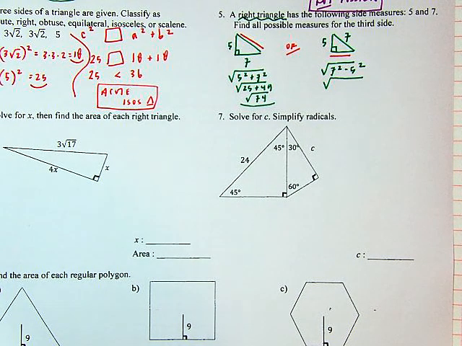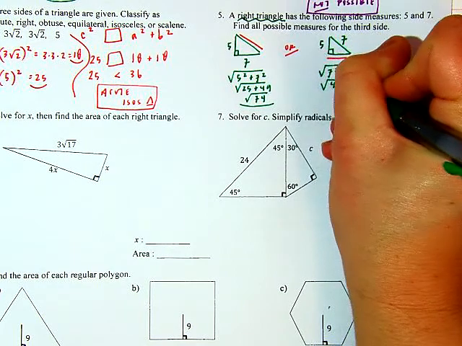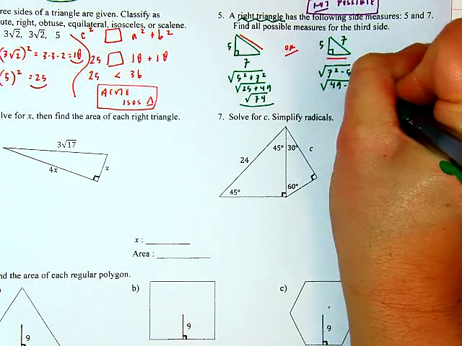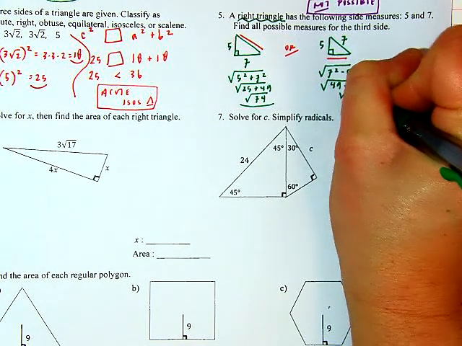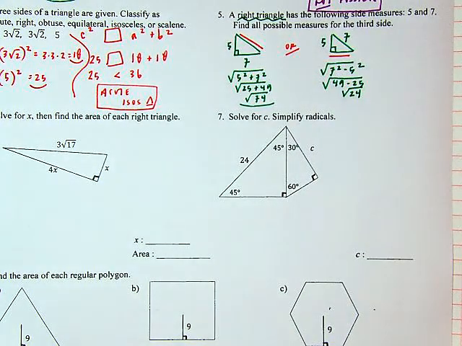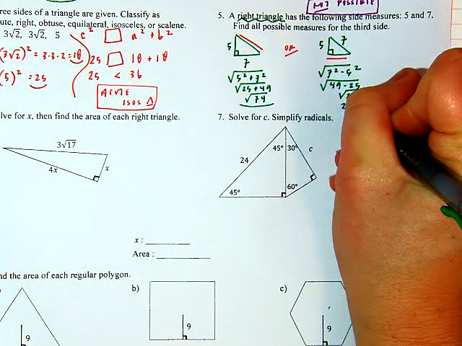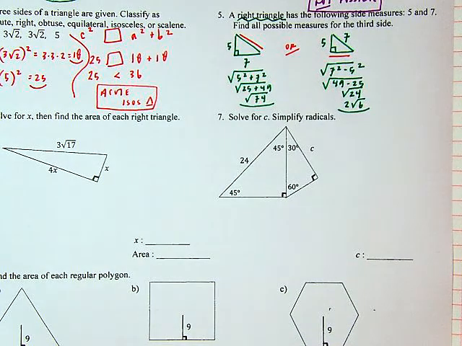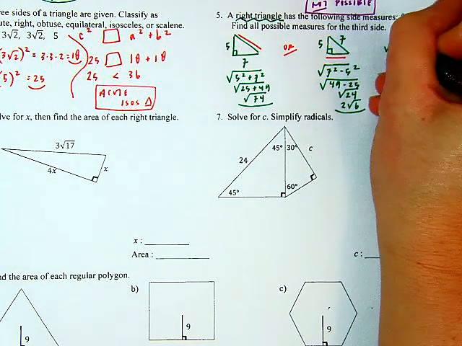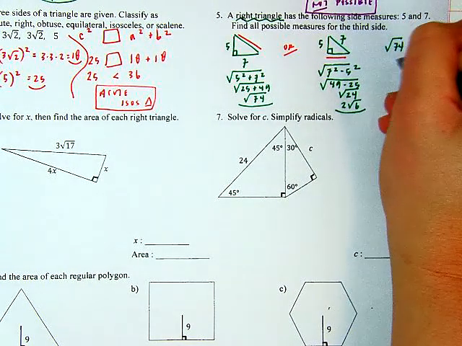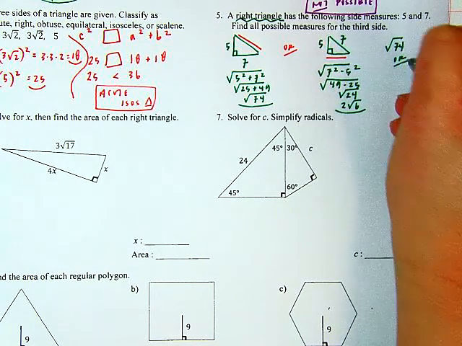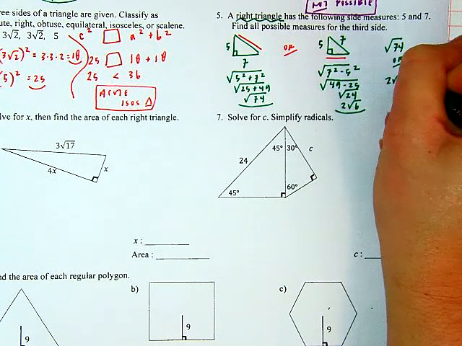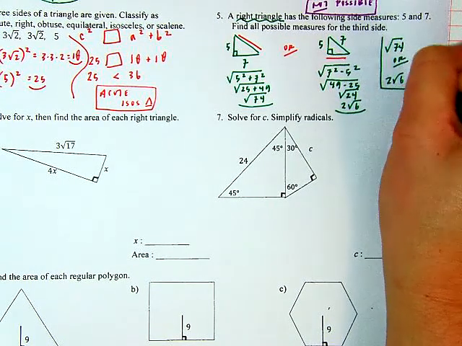So here I'm going to see 49 minus 25, which will be 24. So square root of 24, that is 4 times 6. So 2 root 6 would be this missing side here. So the third side could be root 74 if it was the hypotenuse, or 2 root 6 if it was the leg.